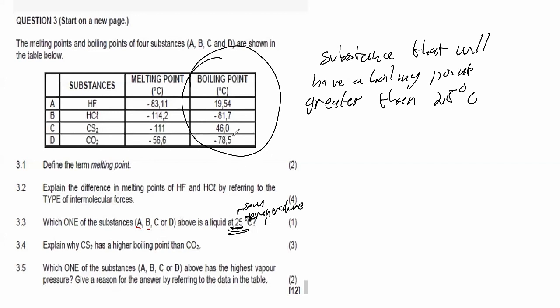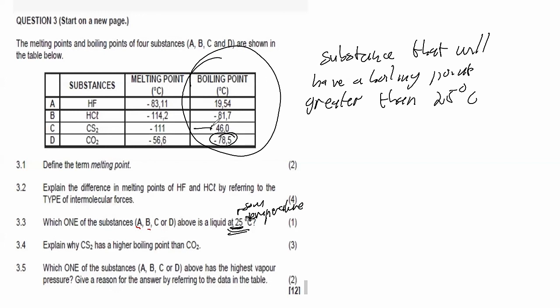And then what about this one here? Hey, let's start with D. D also, again, same situation as B. It has a lower boiling point. So by the time it's 25 degrees Celsius, it would have long evaporated.